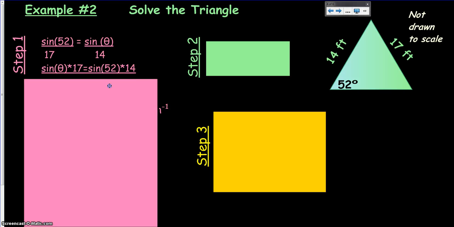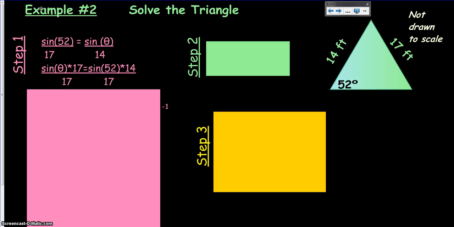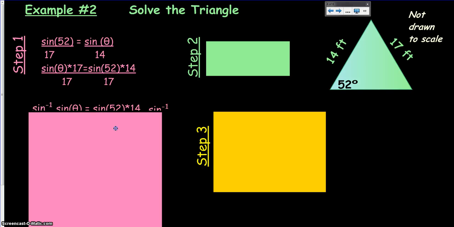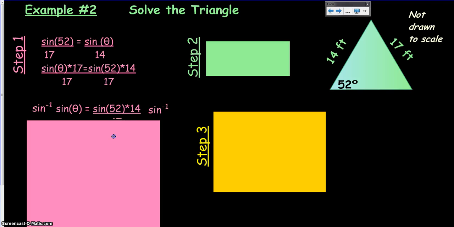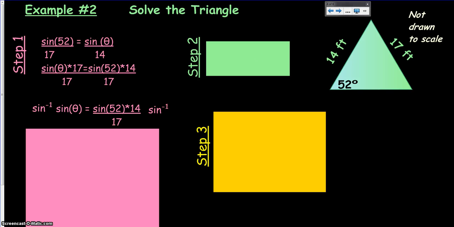We do the same thing with cross multiplication. Sine of 52 times 14 equals 17 times sine of theta. We need to isolate sine of theta, so what I want to do is divide both sides by 17. Now, this is my preference, but again, you can type everything in as you go.